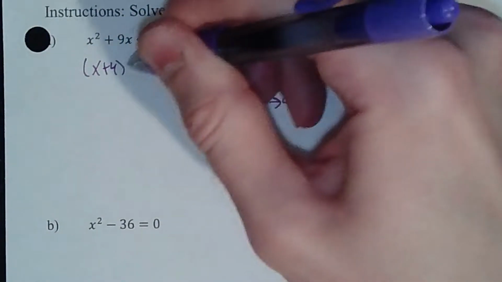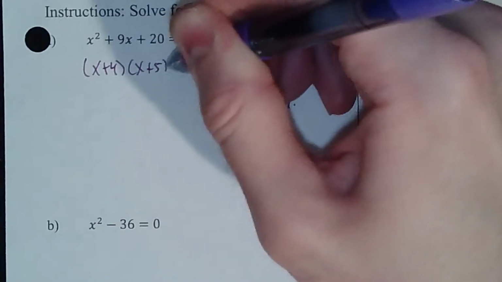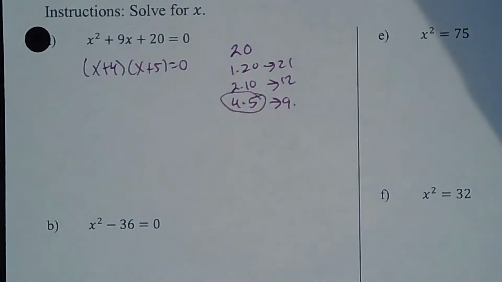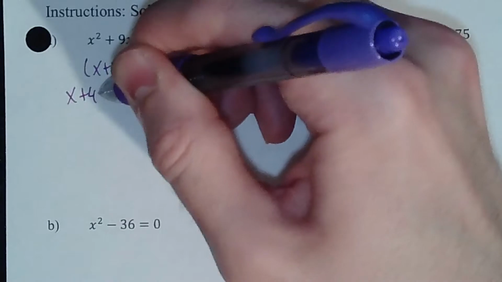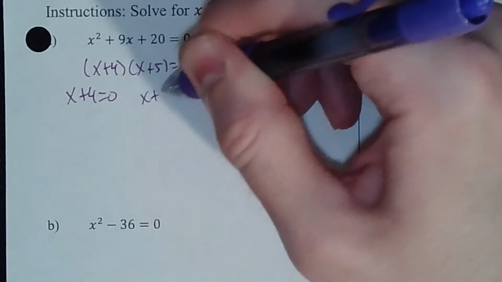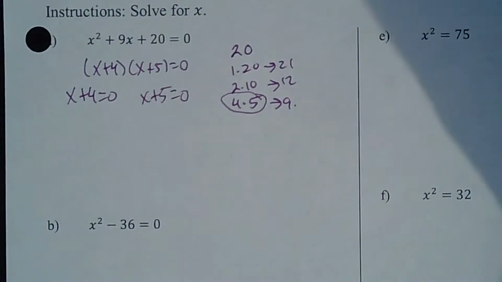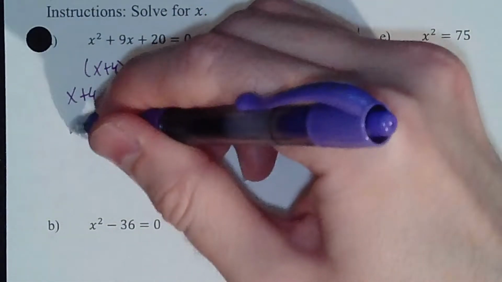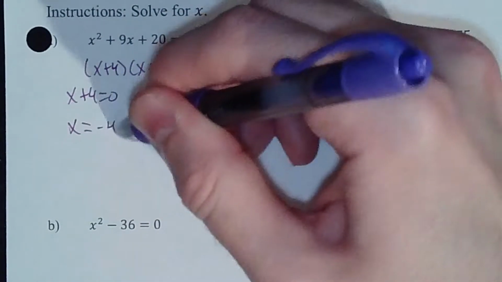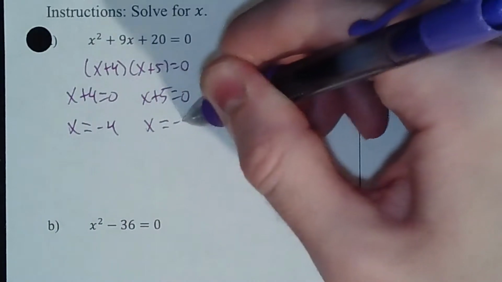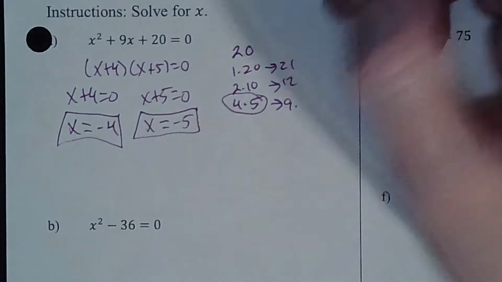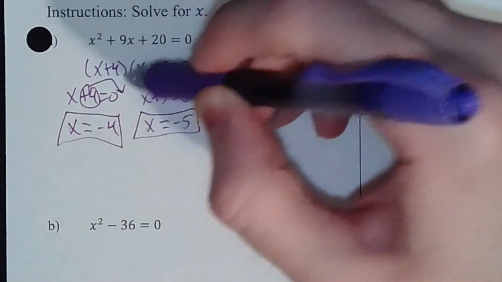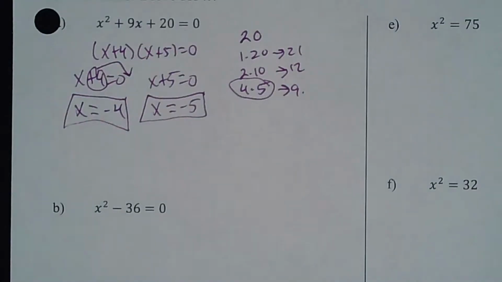X plus 4, x plus 5 equals 0. Now we got that zero product property that says we got x plus 4 equal to 0, x plus 5 equal to 0. And therefore x equal to negative 4 and x equal to negative 5. Easy peasy. Remember the reason why that's happening. That 4 is coming to the other side of the equation, becoming negative. That's what's going on there.